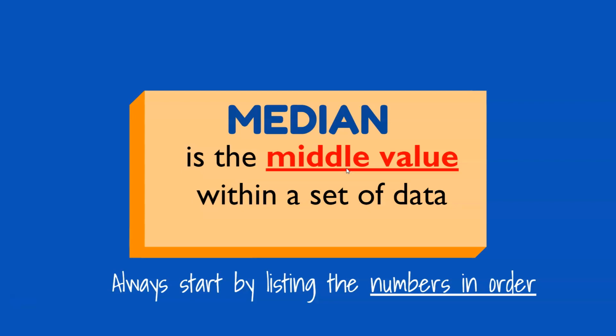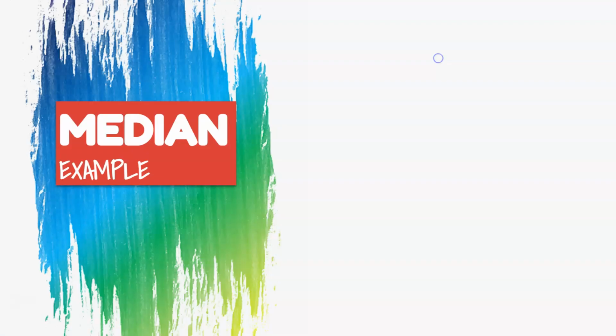Median is the middle value within a set of data. So always start by listing the numbers in order. That's the crucial thing when we're talking about median. You have to put them in order to find the middle value of a data set.